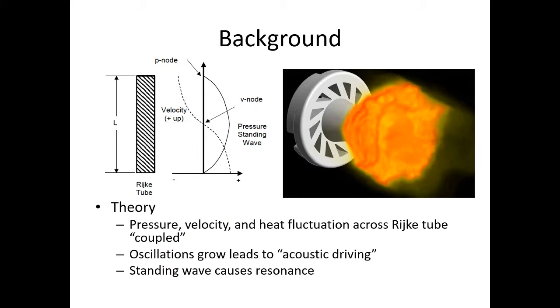The tube acts like an organ pipe, essentially, with the acoustic waves inside the tube creating resonance, which can be observed audibly. These acoustic oscillations are caused by the pressure, velocity, and heat fluctuations that occur inside the Rijke tube. These three properties are essentially coupled to each other, which means that these fluctuations drive up the oscillations or acoustic waves inside the tube.